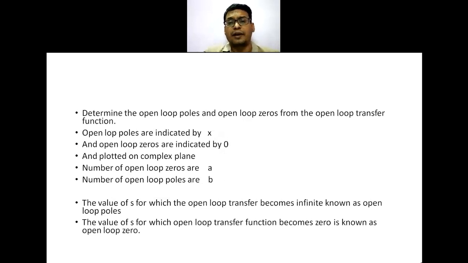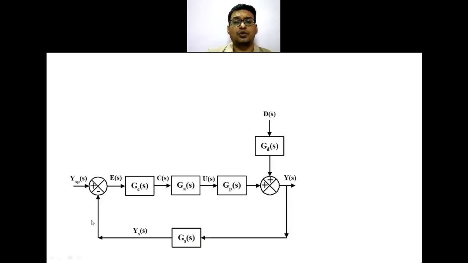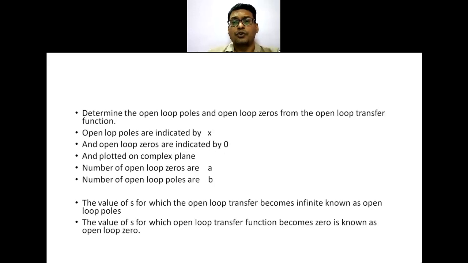Then the basic requirement is that you require a block diagram or the transfer function for all the elements in the control loop. From there, you are going to calculate first the open loop poles and the open loop zeros from the open loop transfer function. So it is essential to write down the open loop transfer function. That is nothing but the product of all transfer functions in the control system when the feedback loop is disconnected from the comparator. That means I am disconnecting this loop from this point of feedback. So writing down the open loop transfer function is the basic primary thing.